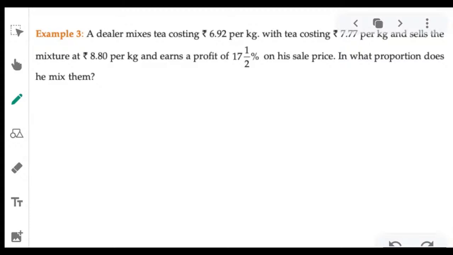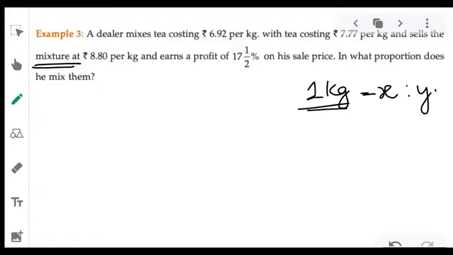Okay. So he's asking, if I have 1 kg of my whole mixture tea, what is the ratio of first type of tea to second type of tea? Because 1 kg is my total. What is the ratio in grams? That's what he's asking for. Right? Does that make sense? This is what he's asking me for.